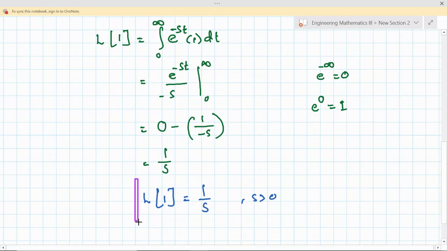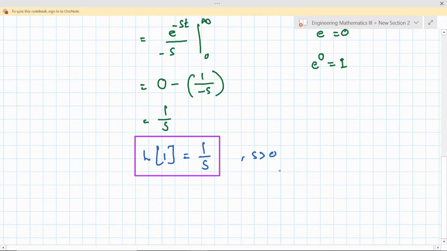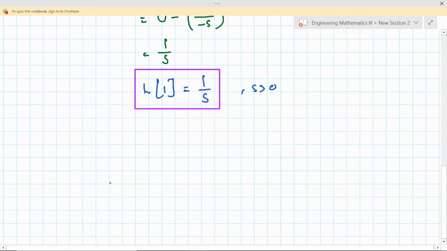It is a very basic result, and there may be a question in your online exam related to this. So what is the Laplace transform of 1? It is 1 upon s. Four options are there, isn't it? So let us move forward with the second result. What is the Laplace of e raised to at?